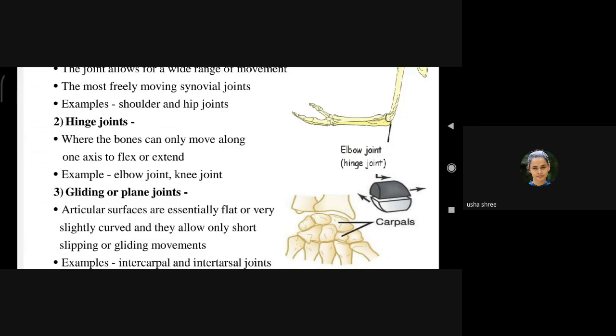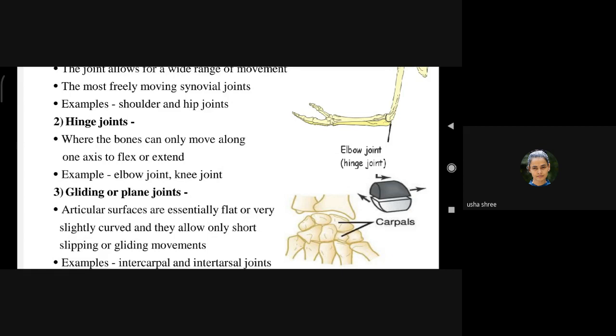In a hinge joint, the bone can only move along one axis, to flex or extend. For example, the elbow joint and knee joint. Only one directional movement is there. Like we can see in our knee, we can fold the leg backward only. We can't fold the leg forward because the patella is there. The patella restricts the forward movement of our lower leg.